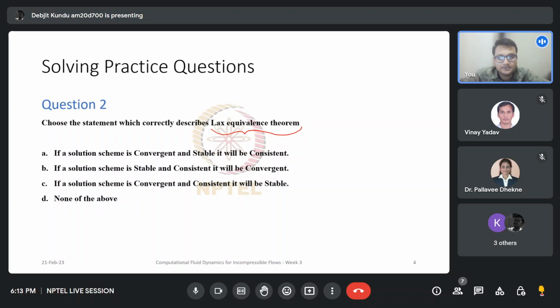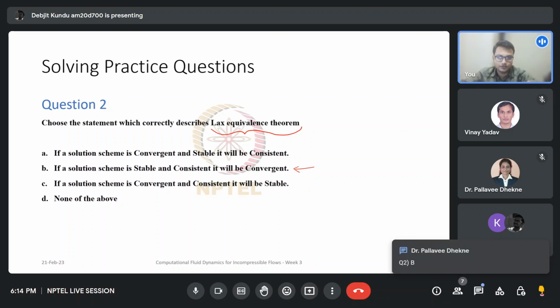Someone had an answer. I couldn't get you. Can you repeat? Option B. Okay. Solution is stable and consistent. So, we have one response in favor of option B. Let's see what others have to say. Once you figure out the solution, you can unmute and answer. You can put in your solution in the chat box as well. So we have another answer in favor of option B as well. Anyone else would like to say something?